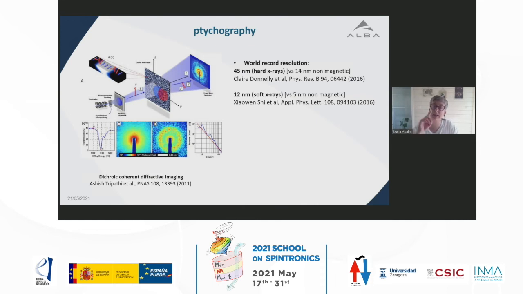And one thing that one can see here is that the best resolution with hard X-rays in non-magnetic imaging is 14 nanometers. So we go 3 times worse when going magnetic. Why is this? Because we are limited by the cross-section of the dichroism in hard X-rays, whereas in soft X-rays, there is a difference, but it's not so bad.